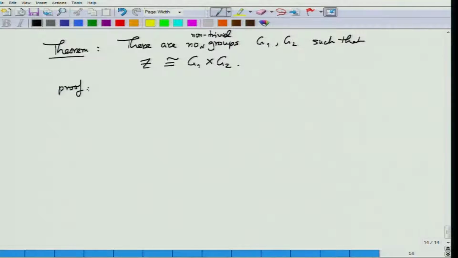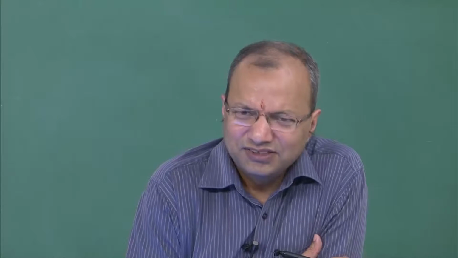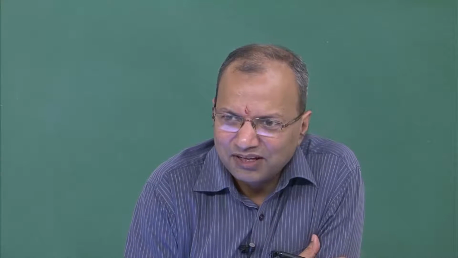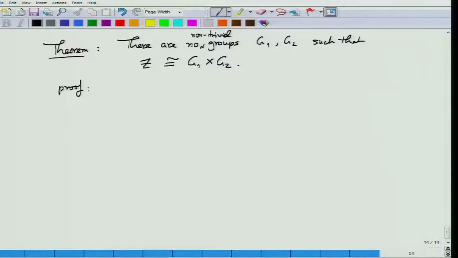And this is also quite a remarkable theorem that says that we can't write Z as a product of two subgroups. The proof is very easy actually, and that proof itself will lead us to something interesting. Let us prove it by contradiction. Suppose there is an isomorphism.